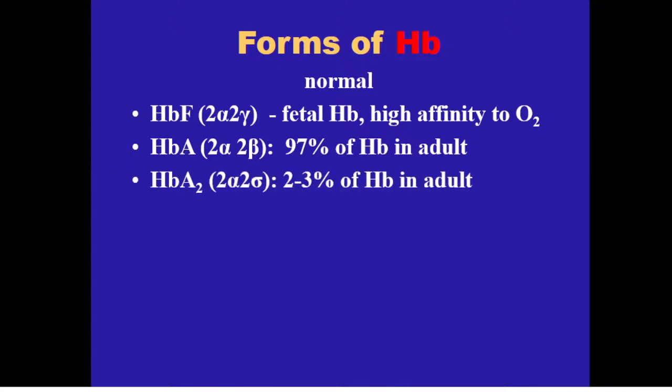And 2-3% is represented by a subtype of normal hemoglobin A, named hemoglobin A2, where the type of subunits instead of beta is delta. See. Hemoglobin of adults can be modified.